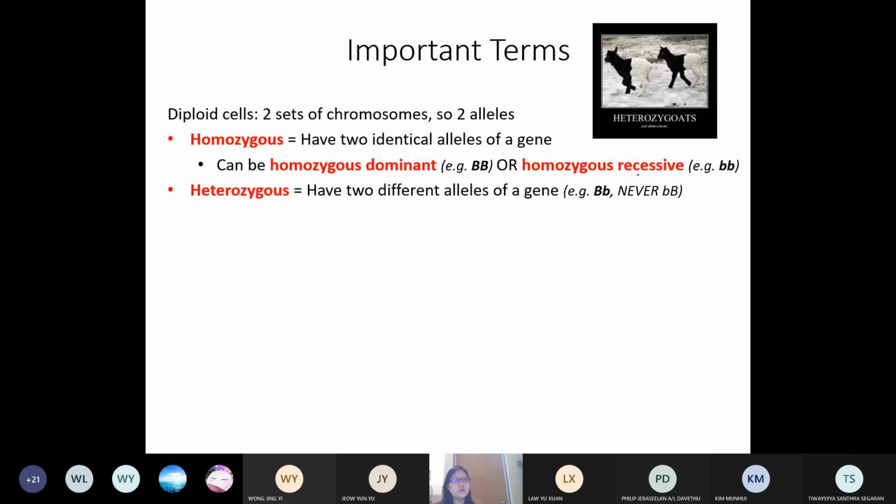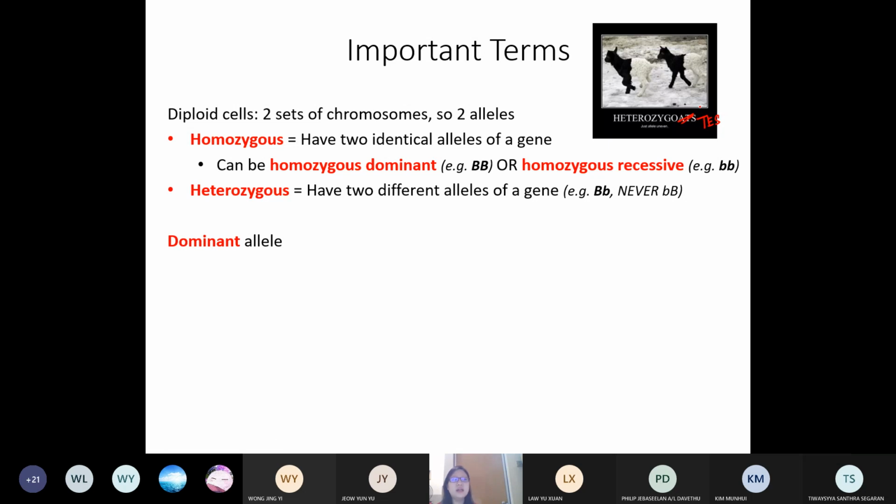We can call individuals that are heterozygous for a gene heterozygotes. That's a pun. Never mind. So heterozygotes have two different alleles for a gene. Sorry, I mixed it up. So two different alleles for a gene. Big B, small b. Again, never small b, big B like that. The dominant one is always in front. Now, why am I going through this bit by bit? It's because they will ask.